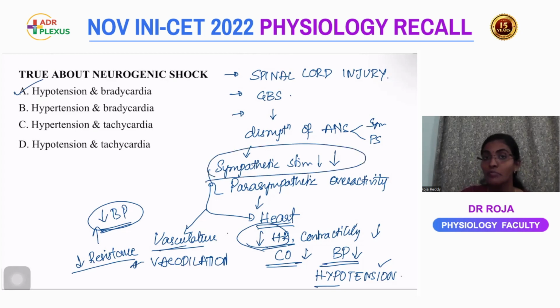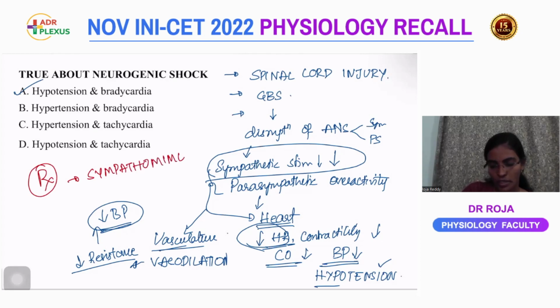Now, what treatment can be given in this neurogenic shock? Okay, so since the sympathetic innervation is reduced, you will try to give sympathomimetic drugs to increase the sympathetic stimulation to the heart and the vasculature. Okay, so this is regarding neurogenic shock.